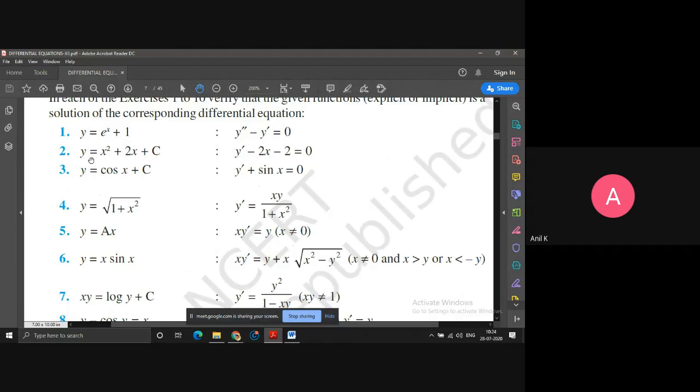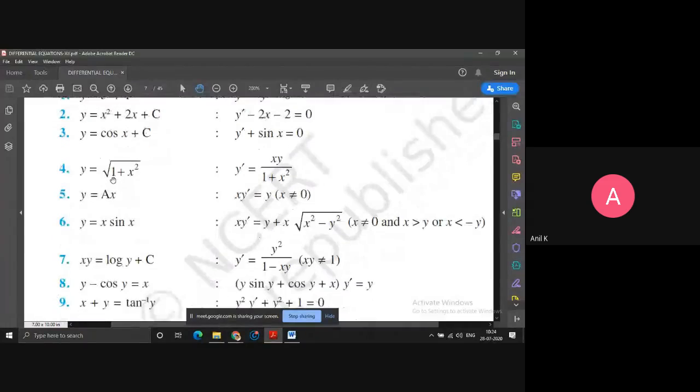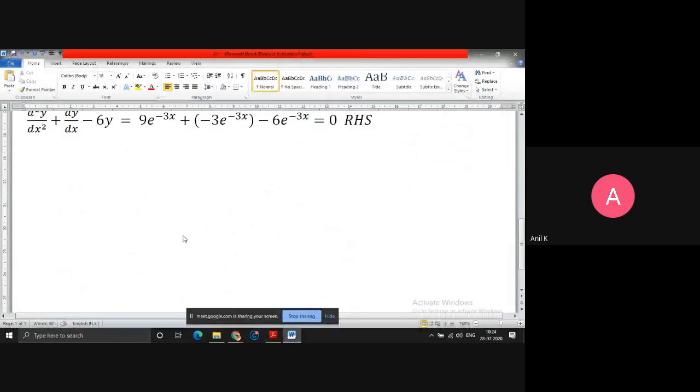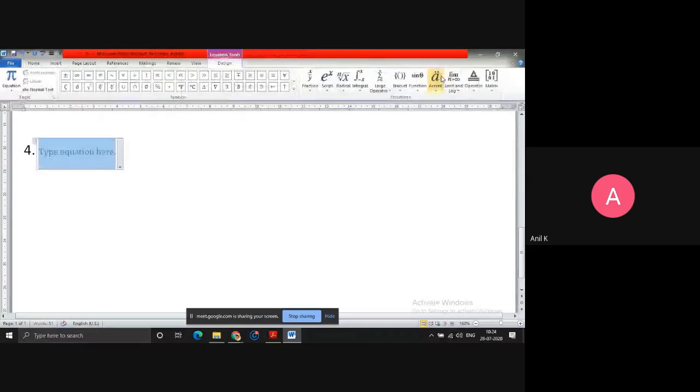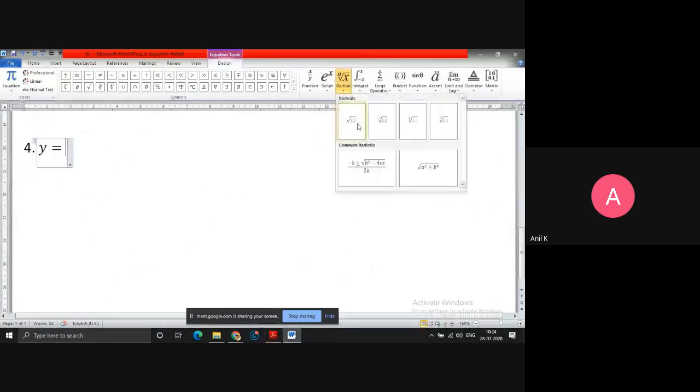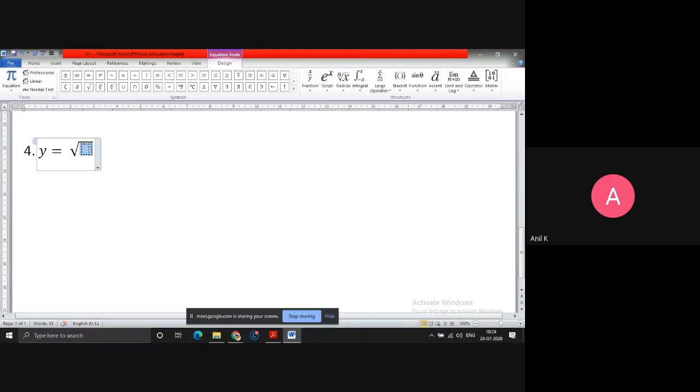For example, I think the first 3 questions you can solve very easily. The fourth question I'll go: y equals under root 1 plus x square. Then you have to show dy by dx is xy upon 1 plus x square. So let's see. This is question number 4 from the exercise. In the equation you have y equals under root 1 plus x square.